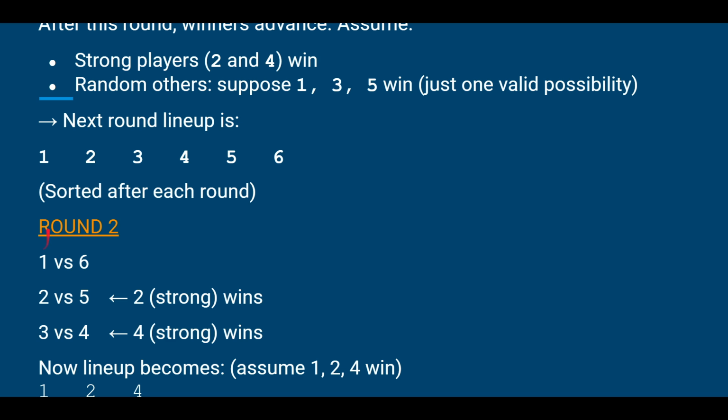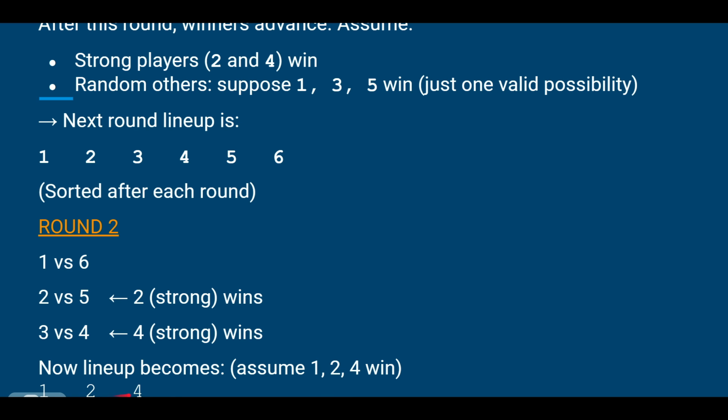So round 2 will start and we'll mark again 1 and 6, 2 and 5, 3 and 4. So this time we have 2 and 5, so 2 will win, right? Then we have 3 and 4, so 4 will win, right? So you know who will be discarded? This 5 will be discarded and this 3 will be discarded, right? Means 5 and 3 are gone. So who is left here? Now the lineup becomes 1 2 4, right? Because 2 and 4 are there and 1 also wins, right? In this either 1 or 6 will win, God knows, right? So we think that 1 has won, right?